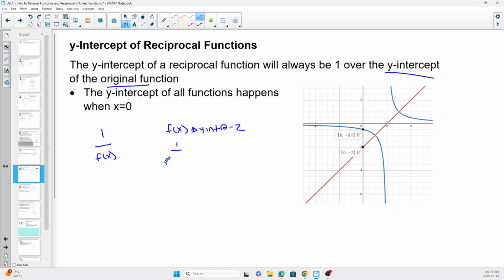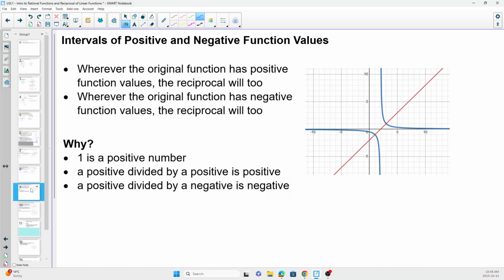then 1 over f at x will have a y-intercept at -0.5. We'll write it as y-intercept at -1 over 2. It's the reciprocal. It's 1 over -2, which is -0.5. And again, this is going to be true for all reciprocal functions. It's just 1 over the y-intercept, and that will be another thing that will help you draw with a little bit more accuracy.